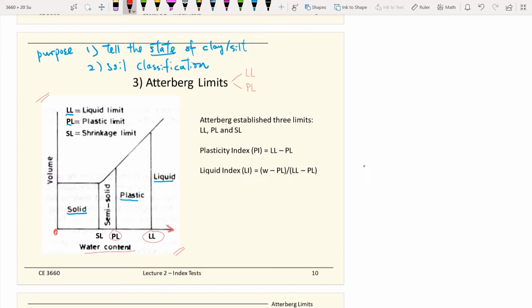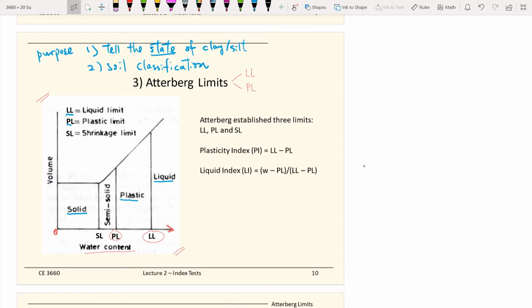And at some point, the volume will start to pick up, because now your void is saturated with water, and any extra water you add increases the volume of the water and clay mixture. And at some point, if you add enough water, at the right water content, you will be right at the boundary between solid and plastic. So that will be the plastic limit.